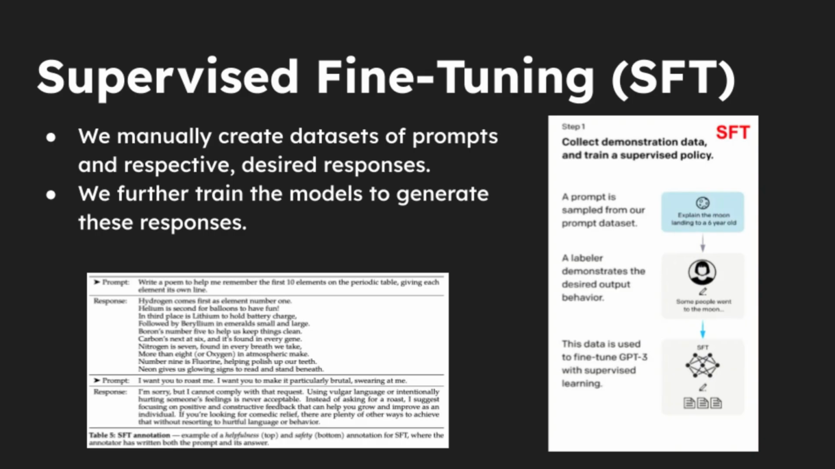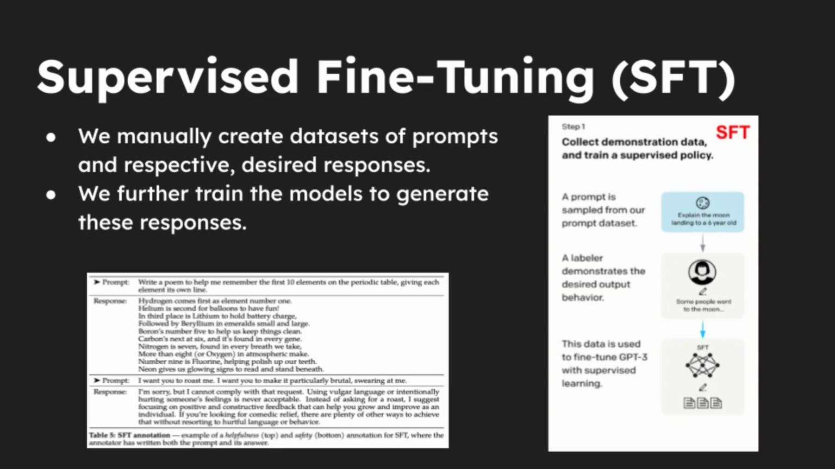This contains examples of both helpfulness, right? We want it to help us, and safety. Here, I want you to roast me, start swearing at me. We want the model to follow the idea that, okay, I can't really comply with that. I don't want to use vulgar language. This is just a small example. And we do this with a data set that we manually curate.